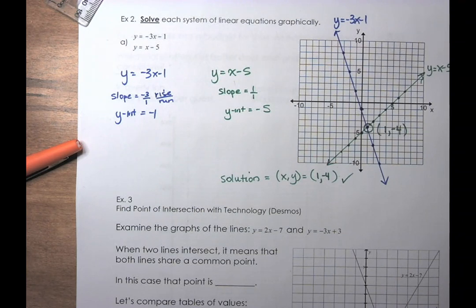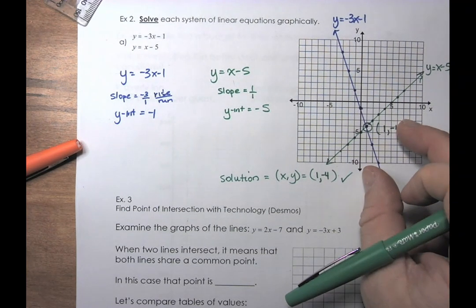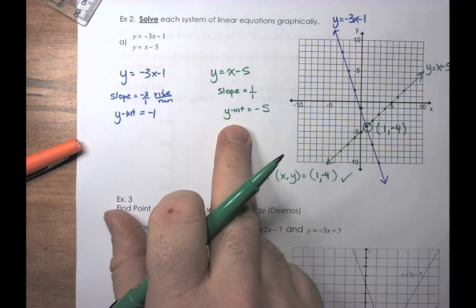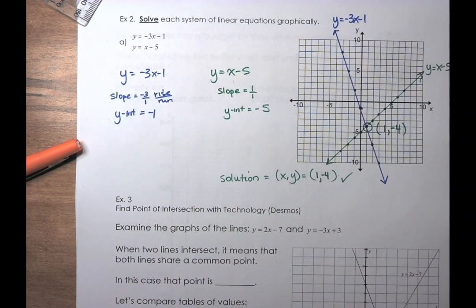So hopefully that helps you to graph 2 lines. So if you can graph 1 line, you can graph 2 lines, and you can find the point of intersection where the two meet.